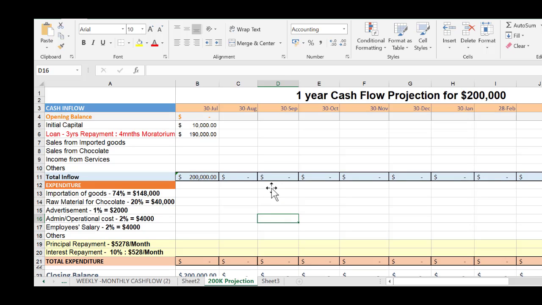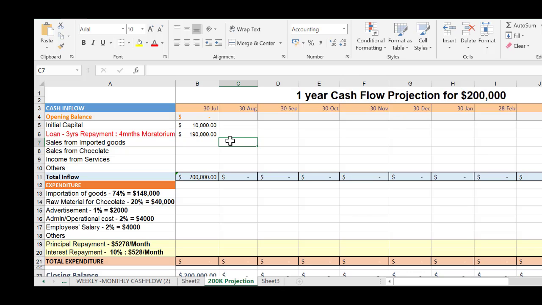Alright, let us start our projection as quickly as possible, looking at what we have mapped out as our budget for each of the items that we are purchasing. So it is very important to start from revenue if you are doing your projection, so that you can be very much accurate. Alright, here I am going to be spending $148,000 in importation of goods.